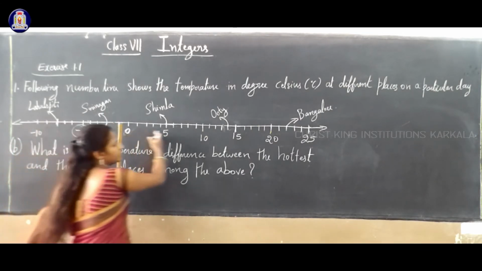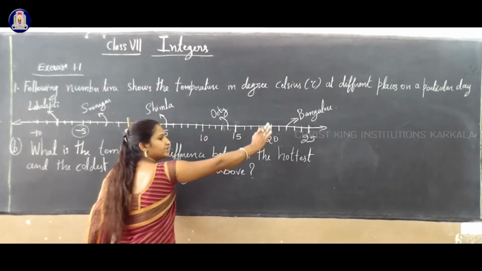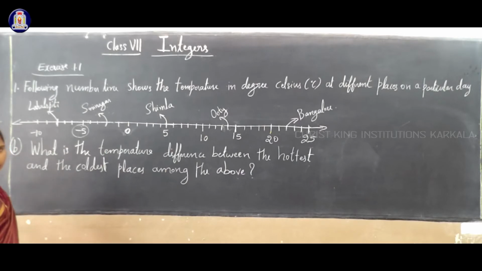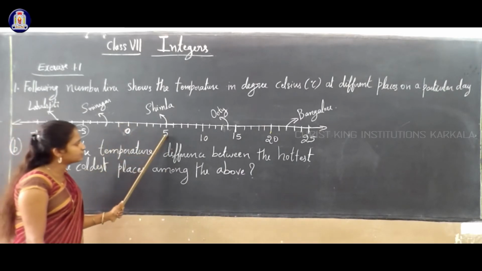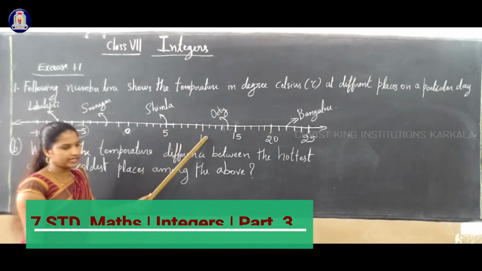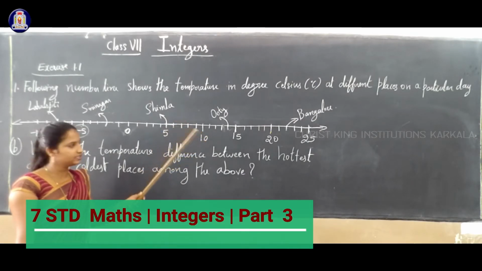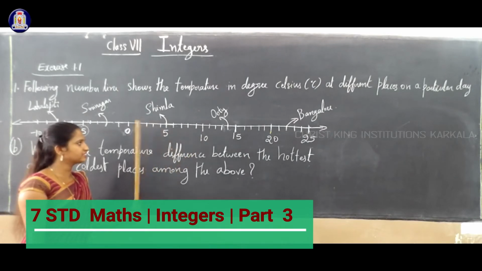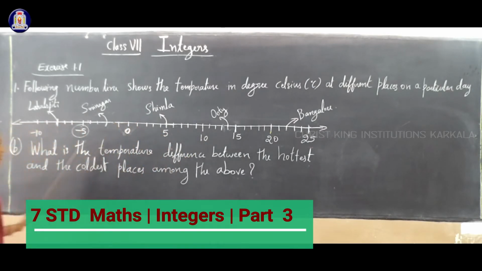In positive integers, the numbers are increasing. In negative integers, the numbers are decreasing. So +5 is lesser than +10. 10 is greater than +5. But in negative integers, -5 is greater than -10. Okay? -5 is greater than -10.